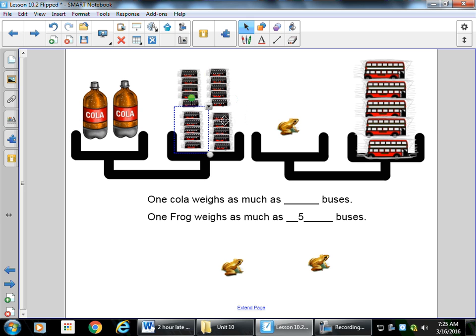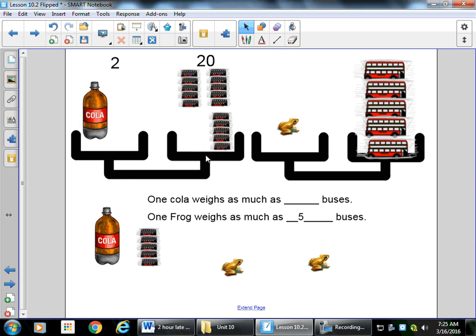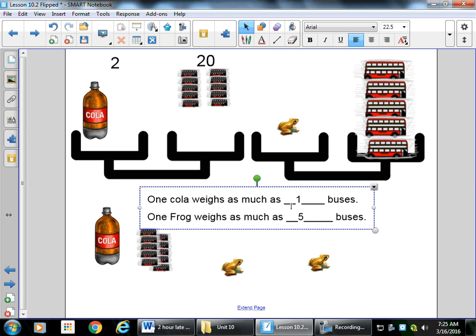Now I can take the problem that I knew before. I have 2 right here, right? How many buses do I have? I have 20 buses. If I have 20 buses, 2 colas, 1 cola weighs the same as 10 buses. Take a look. If I take 1 Coke away, let's take away 10 buses. So 1 cola weighs the same as 10 buses.